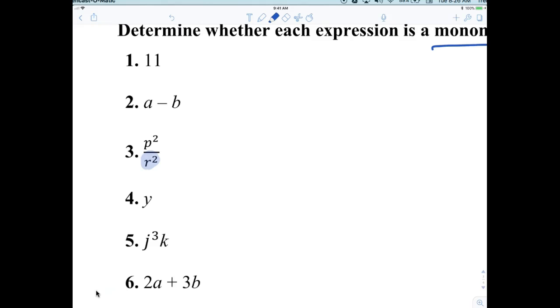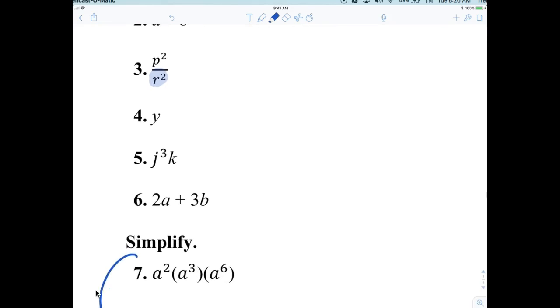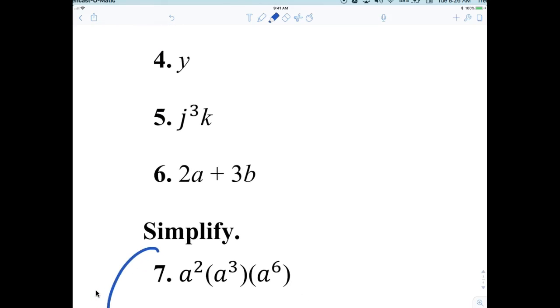The variable can't be in the denominator. Wait, so all right, listen to me. All right, the variable cannot be in the denominator. I didn't say a fraction. The number 1/3 is a monomial, all right, because the denominator is not a variable, all right? So now, number 4, is that a monomial? Yes. Is 5 a monomial? Yes. Is 6? No. 6 is called a binomial. All right? 6 is called a binomial. It's one term. Terms are separated by addition and subtraction.